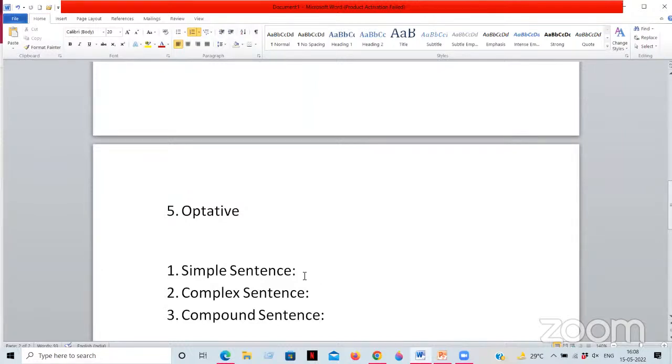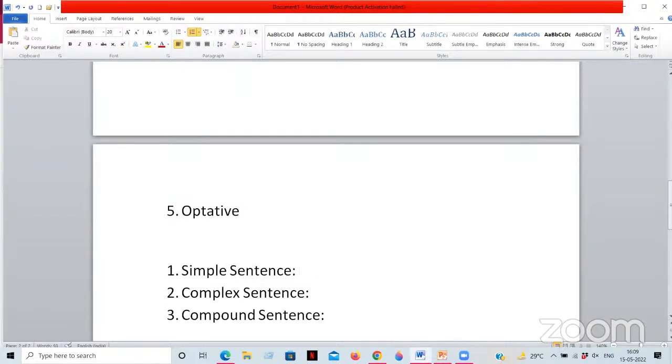One is simple sentence, another one is complex sentence, and compound sentence. So any sentence that we express in a simple way, it can be a command, it could be a desire, it could be a declaration. Okay, all these sentences are called simple sentence.